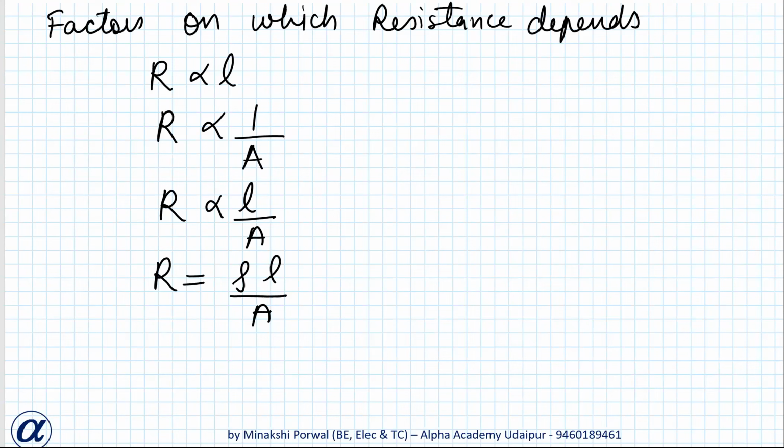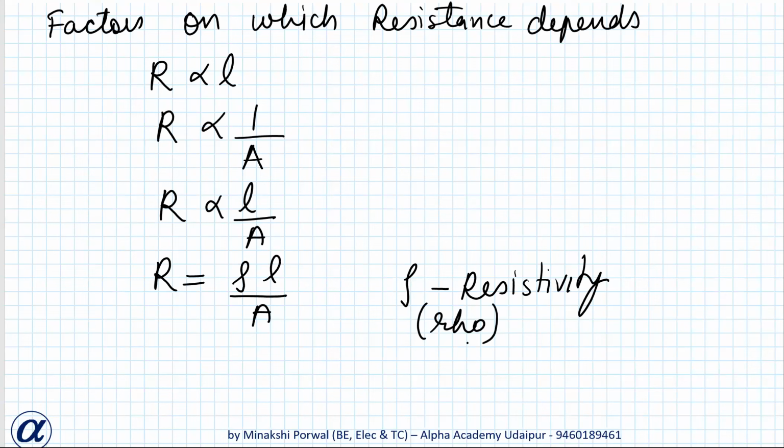So here we come across one more new symbol, that is rho. It is resistivity. So this is actually a constant, and we call it rho.